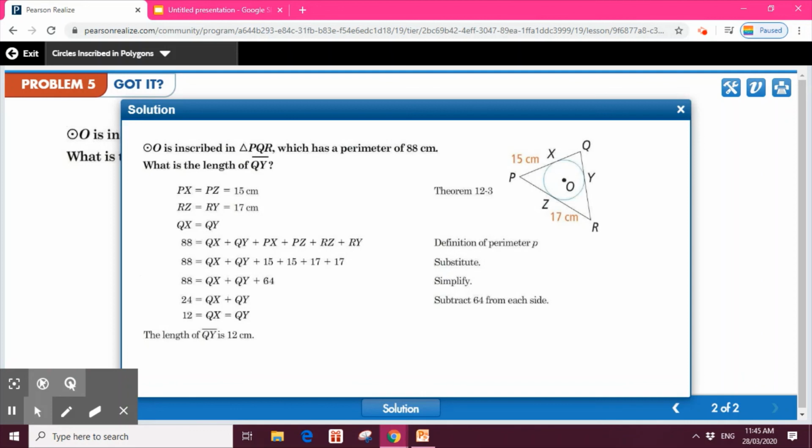Subtract 64 from each side. So QX plus QY is equal to 24. Now, 12 is equal to QX is equal to QY. Since QX is equal to QY and QX is 12, QY is also 12 centimeters. So the length of line segment QY is 12 centimeters.